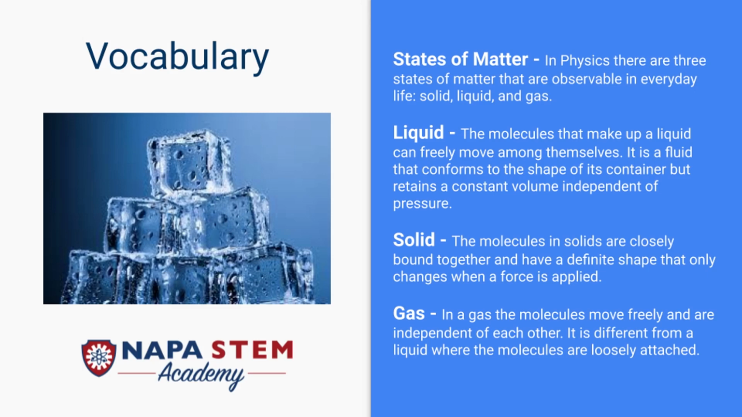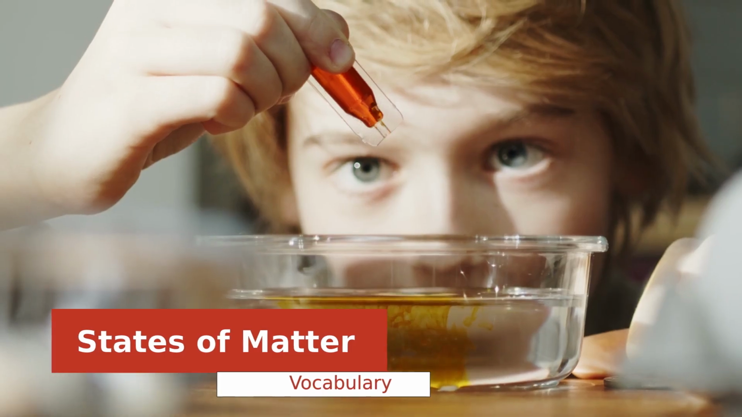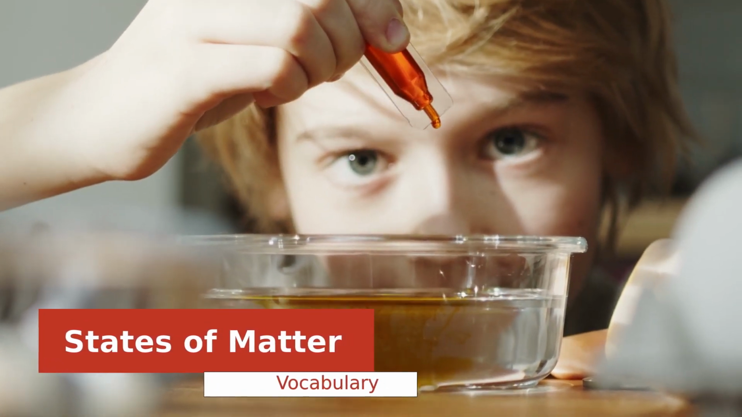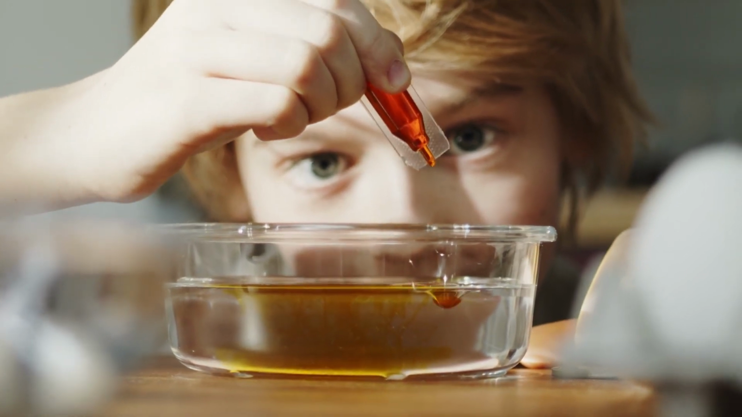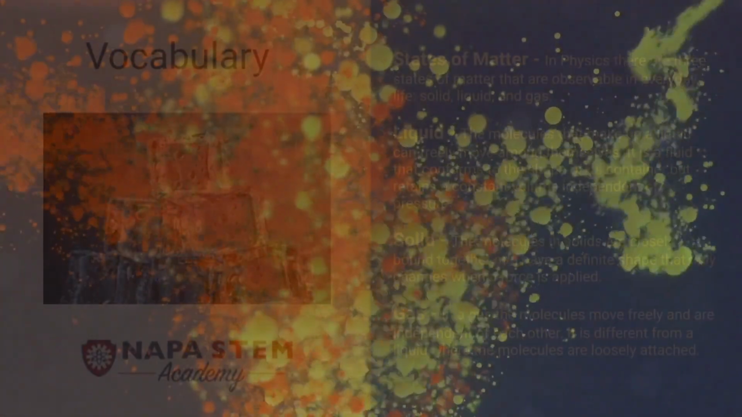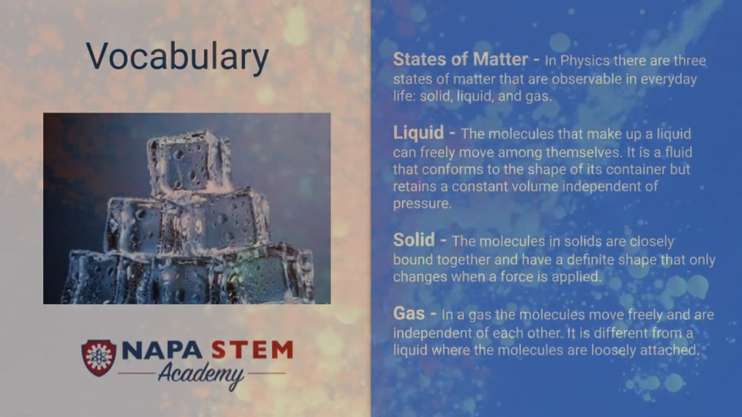First off, let's talk about the states of matter. In physics, which is a type of science where we talk about the physical characteristics of things in our world, there are three states of matter that are observable in everyday life: solid, liquid, and gas. So how do we tell the difference between these different states of matter?